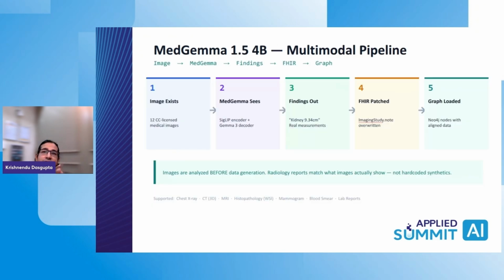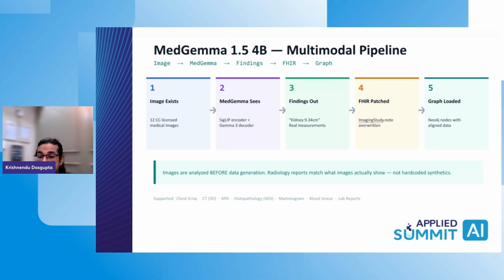This is where we diverge a little bit from typical clinical AI. Most systems hardcode synthetic reports, right? Like, let's say, kidney 9.8 centimeters, but the actual ultrasound shows 9.34. That's fabrication. So even if you are using a part of an image and you want to generate synthetic data on which this entire system can work, you need to have systems which can do it.